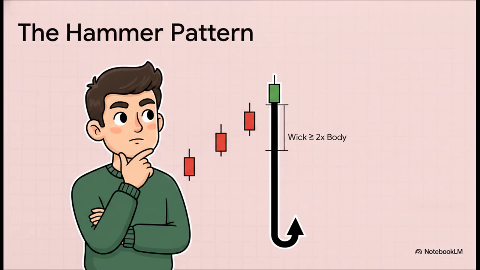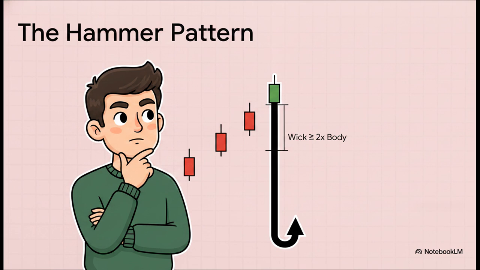Now, I absolutely love this next one. The hammer pattern is amazing because it perfectly visualizes a failed ambush by the bears. This is a simple one-candle reversal pattern that, again, must occur in a downtrend. During the trading session, sellers aggressively drive the price down, which creates this massive lower wick.